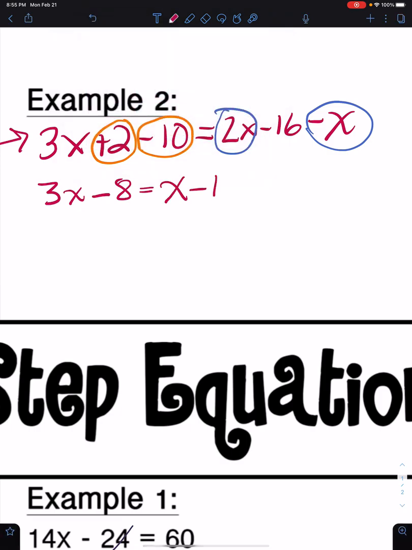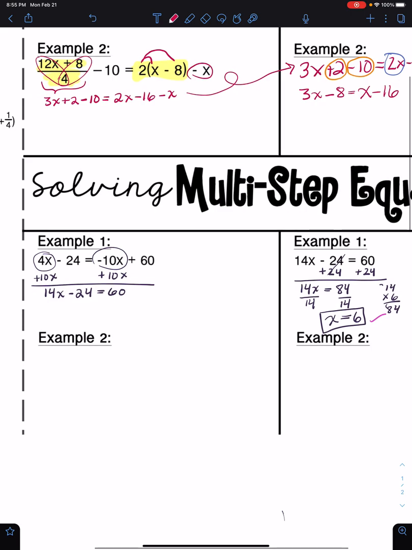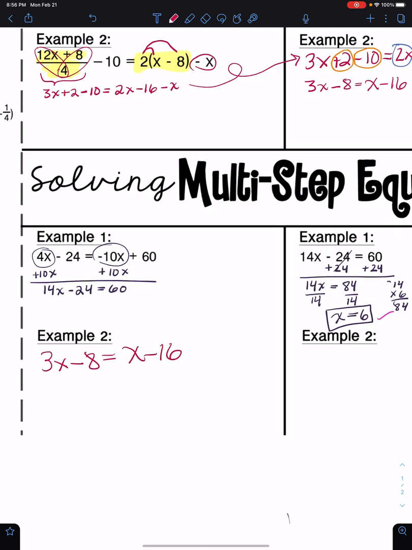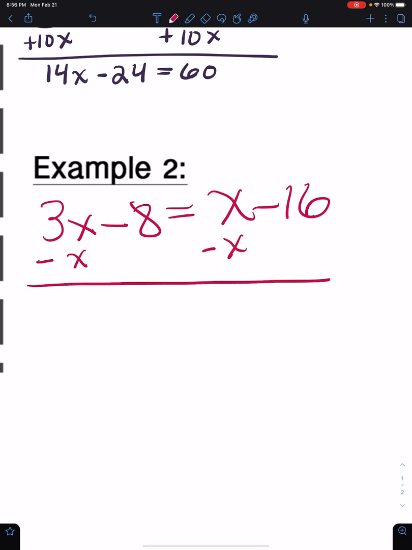And then we have that minus 16. The next step is to move the variable terms onto the same side. And so, like I said before, it doesn't matter if you subtract 3x from both sides or subtract x from both sides. But since I like to have the variable on the left, I'm going to move the x.